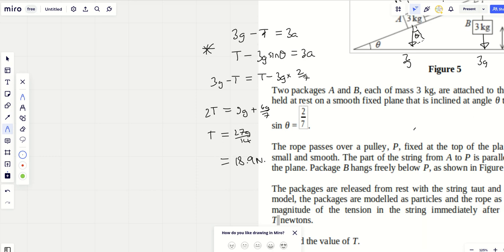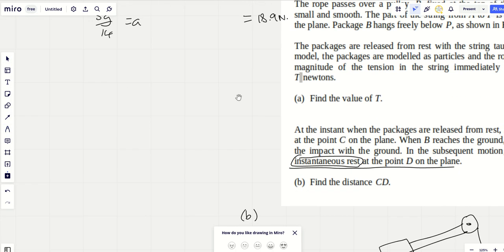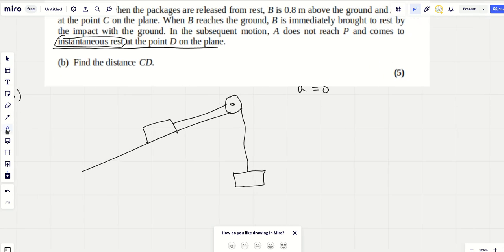If you add them together, you eliminate the t's and you get 3g minus 3g sine theta equals 6a. In other words, 3g minus, now that's 2/7, wasn't it? So this is going to be 6g over 7 equals 6a. And so you've got 21g over 7 minus 6g over 7. That's 15g over 7, so 15g over 42 is a. I think you can even cancel that down to 5g over 14, and that's your acceleration. So run that through in the first part to quickly get the acceleration of the system.